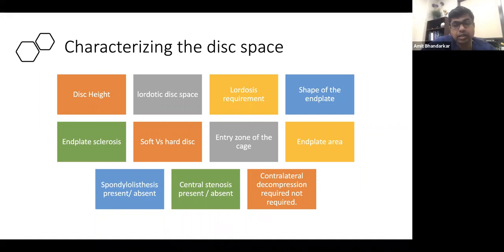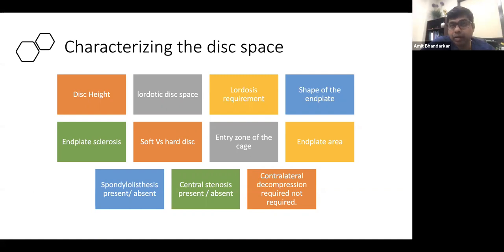Soft versus hard disc, we need to know. Again, to know the mobility of the disc, we need to know how narrow the posterior entry zone is. If the entry zone is so narrow, we will possibly end up damaging the end plate during end plate preparation, and hence we need to know that. We also need to know how much end plate area the patient has, because we need to plan the length of the cage that we need to put in. Spondylolisthesis, if it's not reduced, and you put a cage which is posterior, is more likely to extrude.